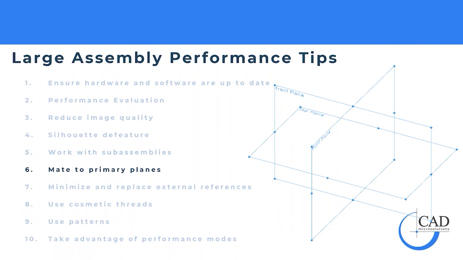Really simple one, pretty straightforward: mate to your primary planes. Obviously, when you're designing, try to make sure things match up. So if you want something to be the right side of something, design using the right plane. Really simple like that. And then mate to your primary planes whenever you can. That's a huge thing because primary planes don't require nearly as much computational effort as faces do in SOLIDWORKS. So when you've mated to those primary planes, you're going to see better performance gain in your large assemblies.